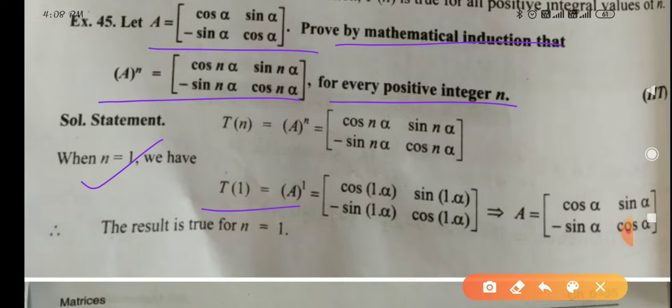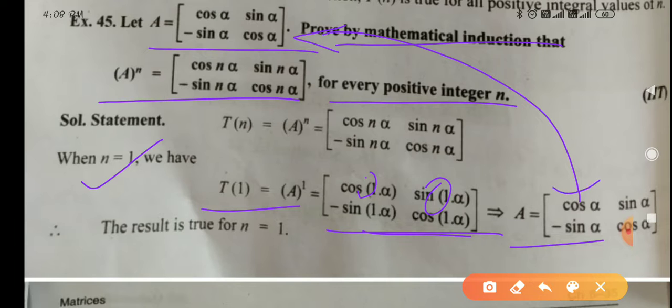First of all, you suppose Tn is the given statement. Now T1 equals A to the power 1. In place of n you have to put 1, at every place in place of n, 1. So you are getting cos alpha, sin alpha, minus sin alpha, cos alpha, and it is matching with the given matrix A, you can see. So it means that the statement is true for n equals 1.